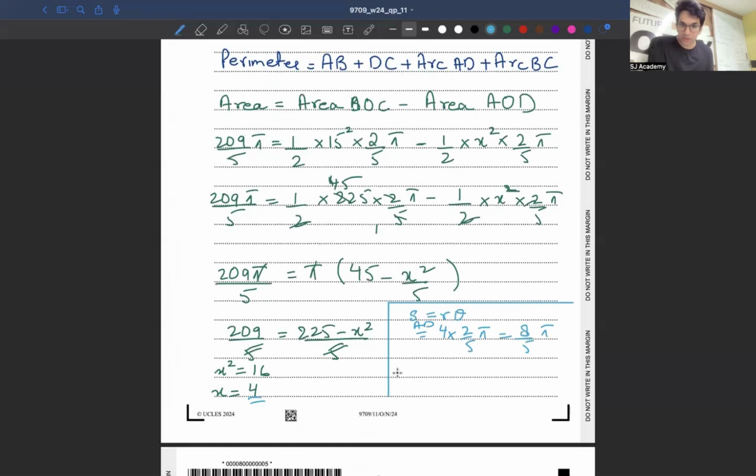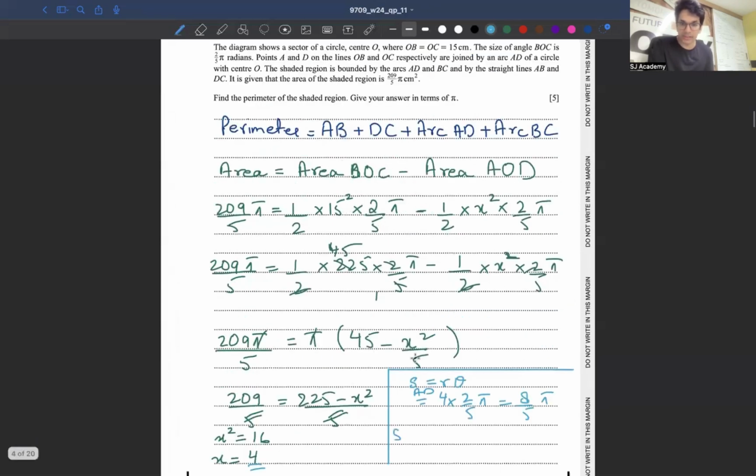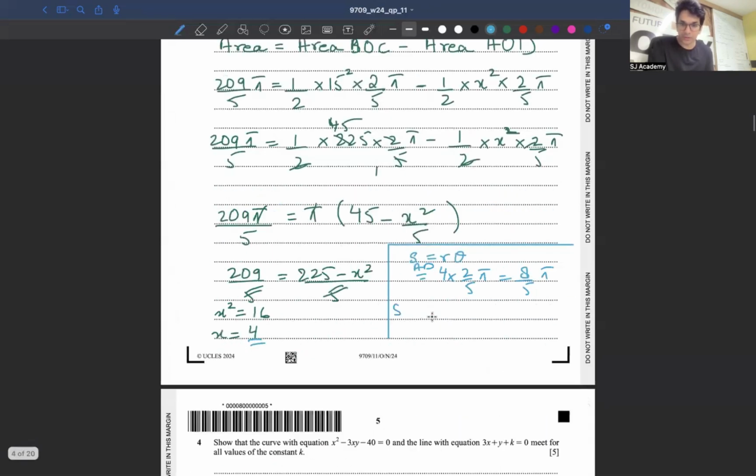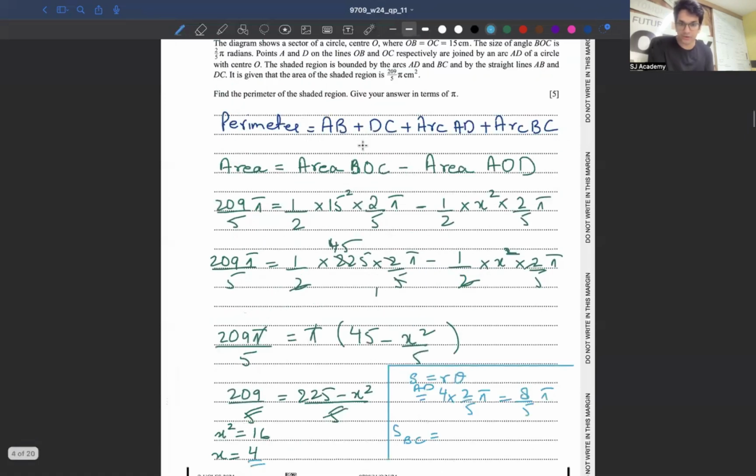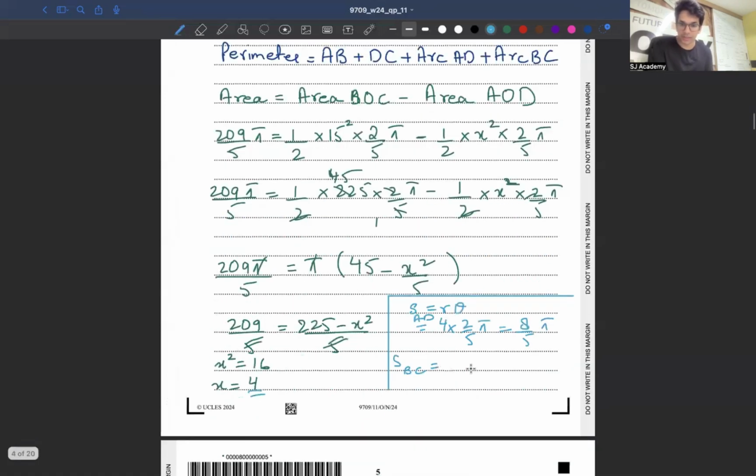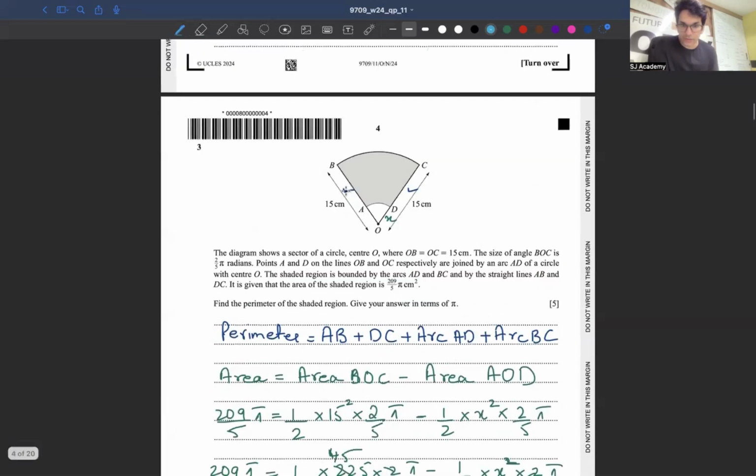And then the arc length of BC will be given by, so the total radius was 15. So that will become 15 multiplied by 2 by 5 pi. So we can write it as 5 times 3 is 15. So this will become 6 pi. Now we have these arc lengths and this total length was 15. So we know that AB will be 11 as this length is 4 and this is 4.